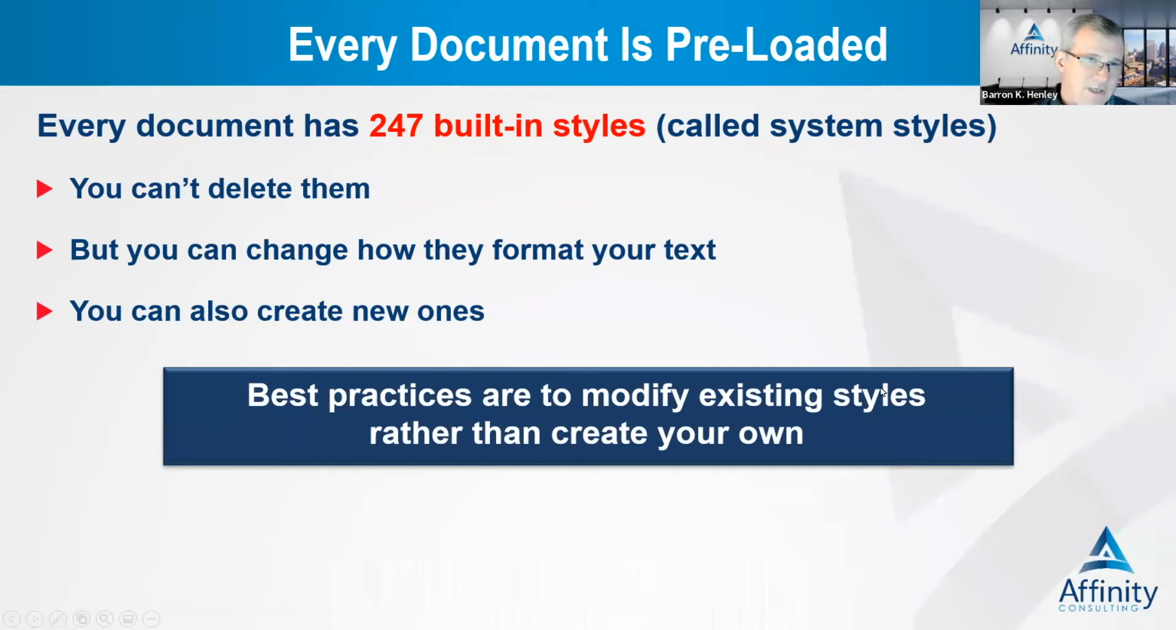Here's another weird thing about styles. You create a blank new document, haven't typed a single thing in, you haven't even saved it yet. Guess what? It already has 247 styles in it. Right out of the box. They're called system styles. You cannot delete them. Thankfully, you can change what they're doing to your text. So, best practices, don't create a bunch of your own styles. Use the ones they give you. 247 is probably enough, although sometimes you do need to make your own. But in most cases, the game is simply to modify the ones they're giving you to do what you'd like.